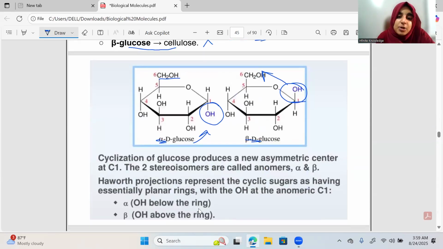Cyclization of glucose produces a new asymmetric center at C1. The two stereoisomers are known as anomers, and Haworth projections represent the cyclic sugars having essentially planar rings with the hydroxyl at the anomeric carbon 1. These are known as Haworth projections. You don't need to remember this, it's just the summary that alpha is OH below the ring, beta is OH above the ring.